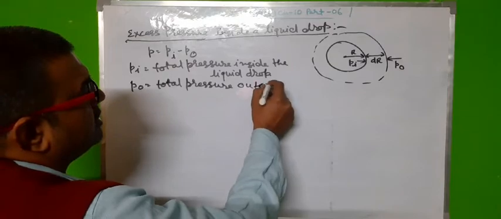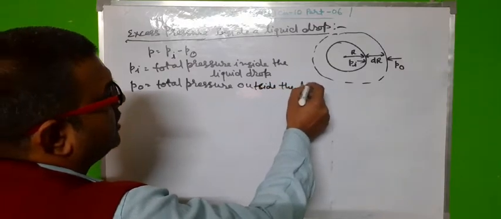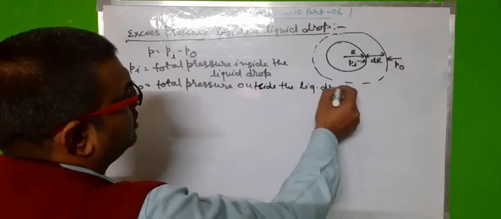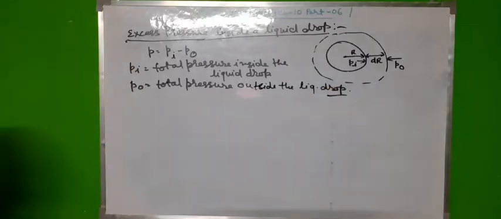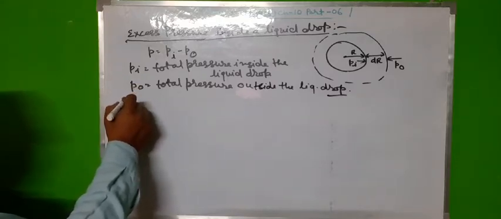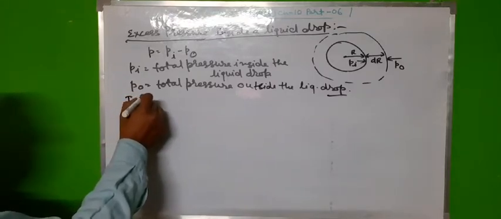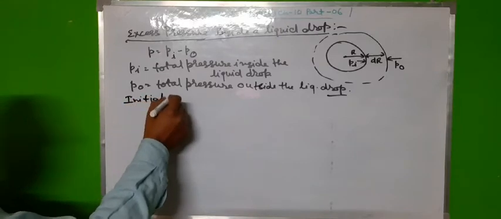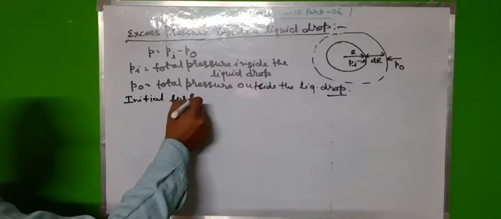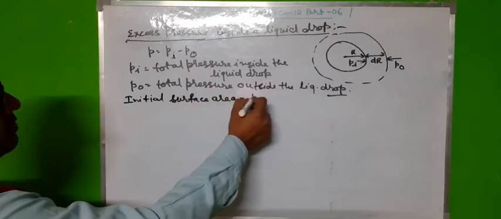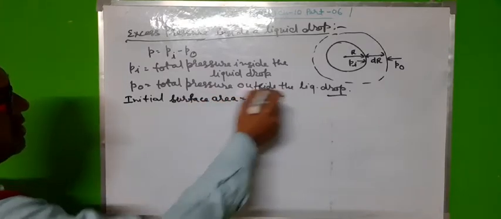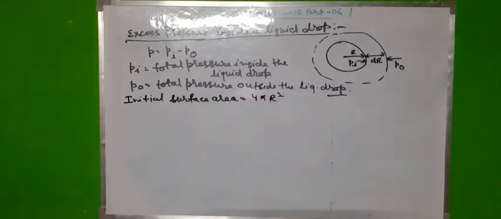Outside the liquid drop, the total pressure outside the liquid drop. Now we will talk about the surface area. So the initial surface area is equal to 4 pi r square, the surface area of a sphere.